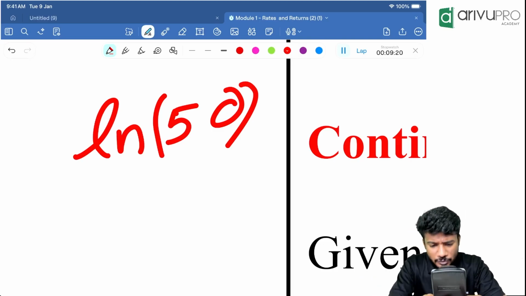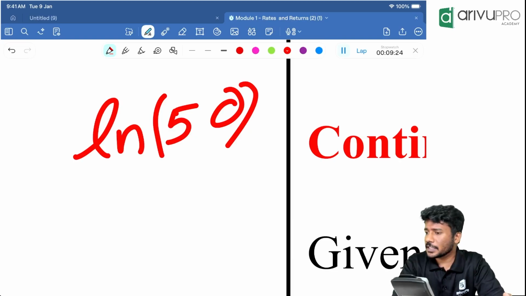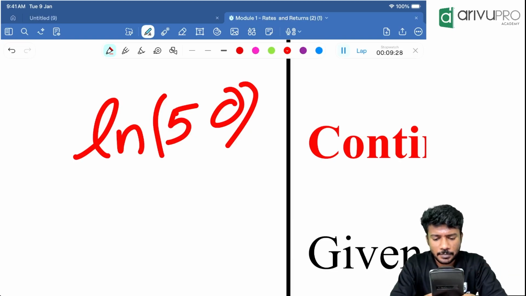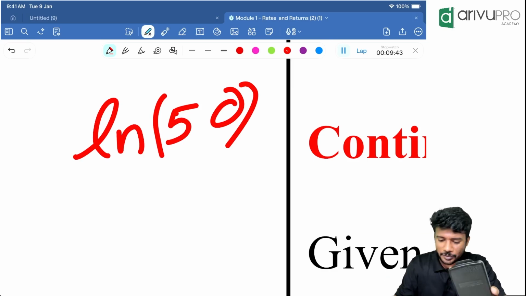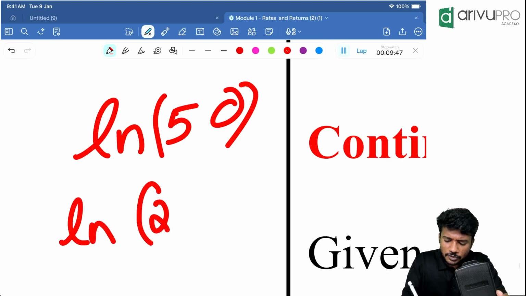Okay, so how to find log in calculator? Type the number, whatever number is there, type that value, then click ln value. For example, if you take 2.718 and then click ln, you will get around 0.99999.